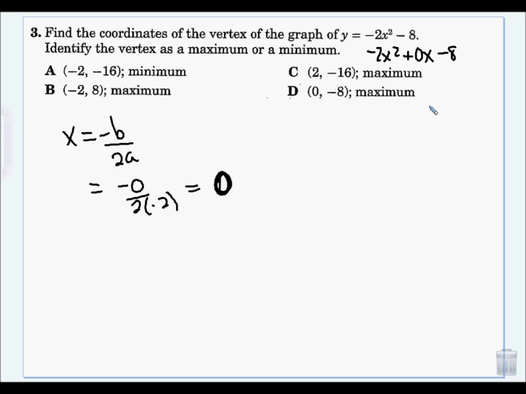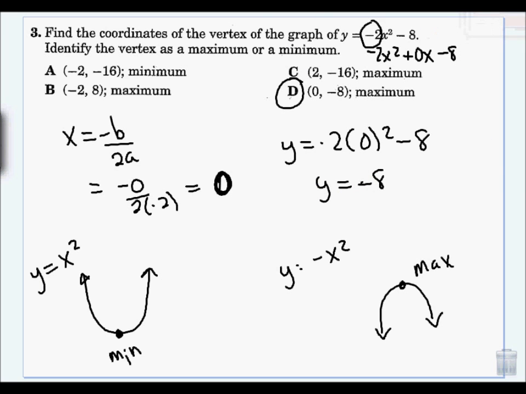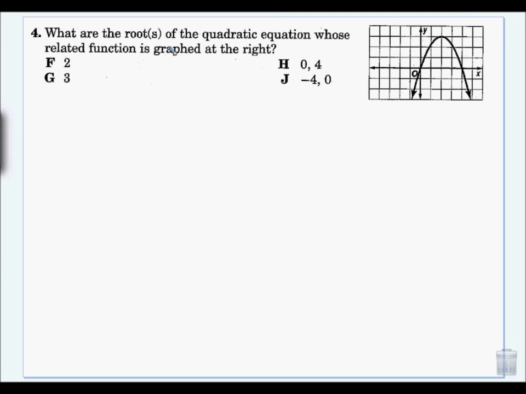Which one does it have to be? D. But we can double check it. And if I plug in 0, I get that -8. So it works. Alrighty, for number 4, roots. Roots are zeros. So I have this one here and this one here. So that's 1, 2, 3, 4. So 0 and 4.